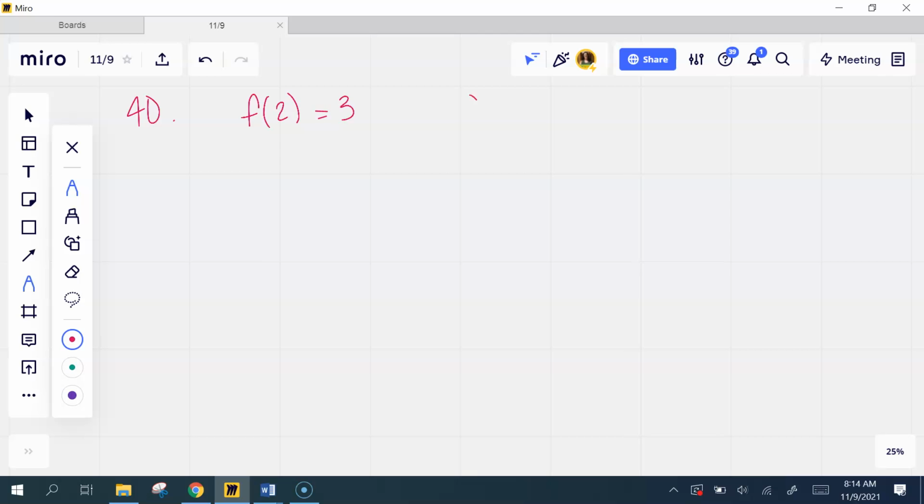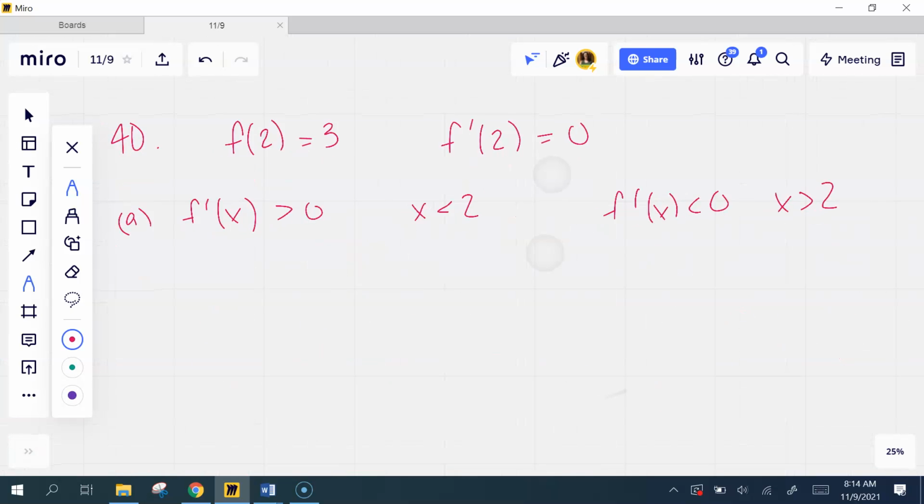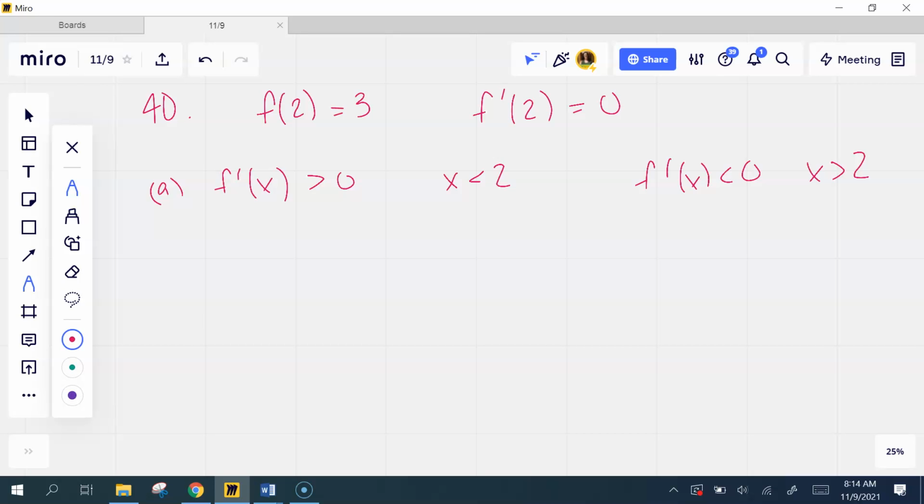Which page is 40 on? Here's the point of this question. The point is that you understand what it means when the derivative is doing certain things. Here it is. All right, so the given here is that f of 2 is 3, so this has the point (2, 3) on it. We know that.